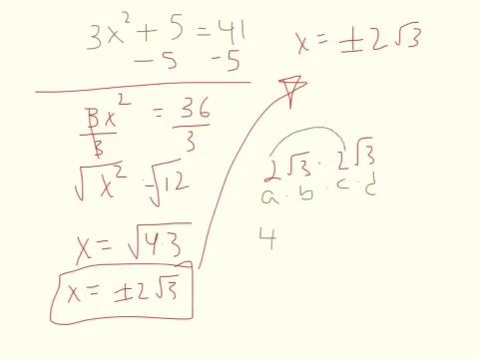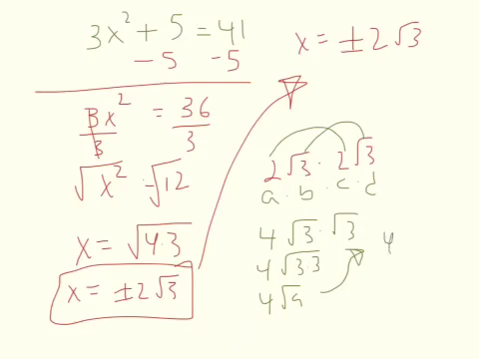2 times 2 is 4. b times d, that's radical 3 times radical 3. And if I could pull radicals apart using multiplication, can I push them together? So that's 4 times radical 3 times radical 3, which is 4 radical 9, which is 4 times 3, which is 12. So positive 2 radical 3 squared equals 12.